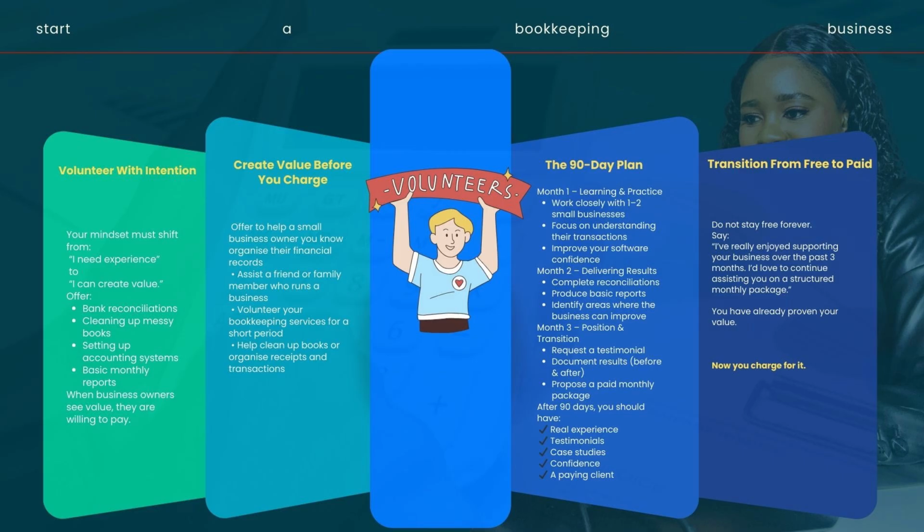Here's a 90-day plan. Month 1, you learn and practice. Work closely with one or two small business owners. Focus on local business owners, find them in your area. Focus on understanding their transactions.